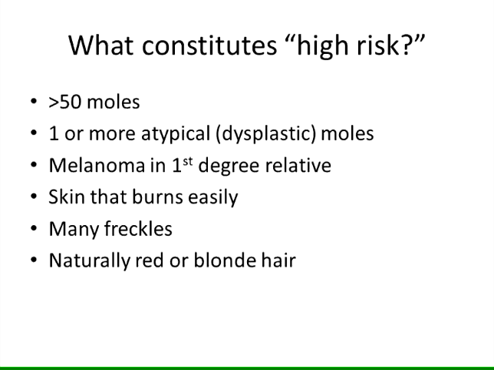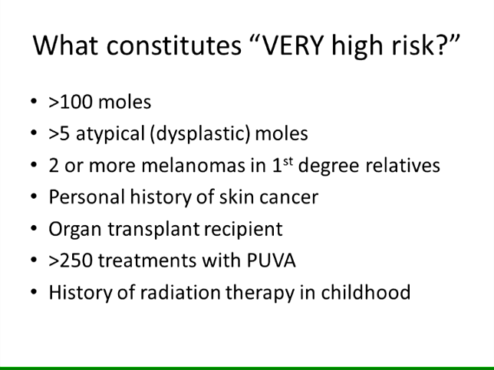And then to bring it down even further, what does very high risk mean? Who should we be watching very closely? People with more than 100 moles, people with more than 5 atypical moles, people with lots of melanoma in the family, people that have had skin cancer or an organ transplant, or if they've been treated with ultraviolet therapy for a variety of skin conditions, or if they've had radiation in childhood. All of those people would be considered very high risk for melanoma and should be watched very closely.